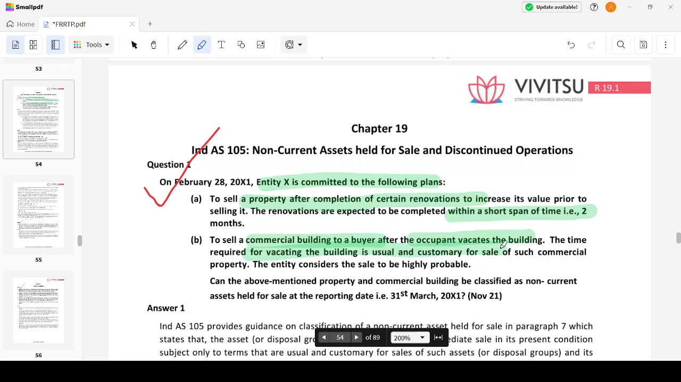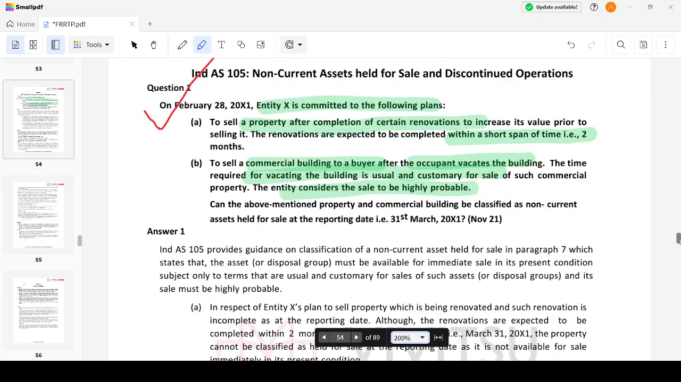Usual and customary is a highly important point. The entity considers the sale to be highly probable. Can the above-mentioned property or commercial building be classified as non-current asset held for sale at the reporting date? In the S105, that is non-current asset held for sale and discontinued operation, provides guidance on the classification of non-current asset held for sale, which states that the asset or the disposal group must be available for immediate sale in its present condition, subject to only the terms that are usual and customary for sales, and its sale must be highly probable.